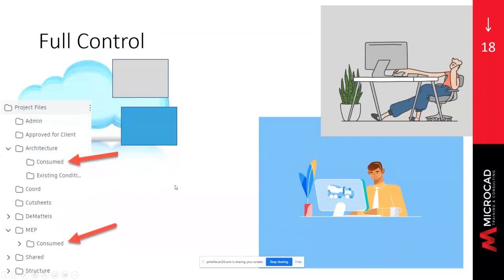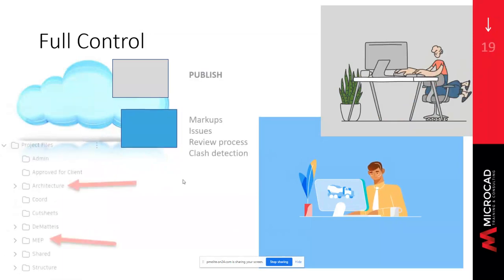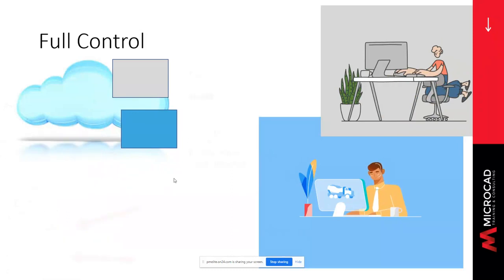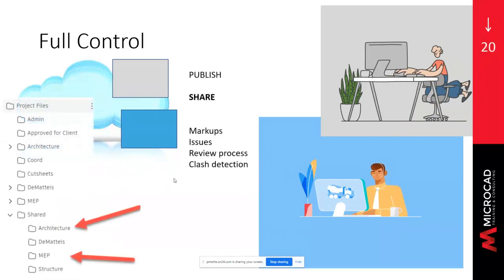So how does it get there? When either of them want to let others in the project see their work, they first publish it. This makes it visible to all of the teams, giving an opportunity to review. Then they would create a shared package, which places the model in the shared folder under the appropriate discipline subfolder.